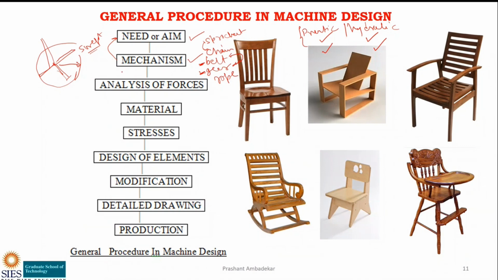Once we select the mechanism, we will do the analysis of forces. What are the forces acting on it? For example, this chair. What are the forces acting on this? The force is because of the weight of the person. Now, where will the force act? The force will act on this seat, plus it will act on this arm, and this is the rest chair. So force will act on this also. Force will act on these legs also because it is a rock and roll type chair.